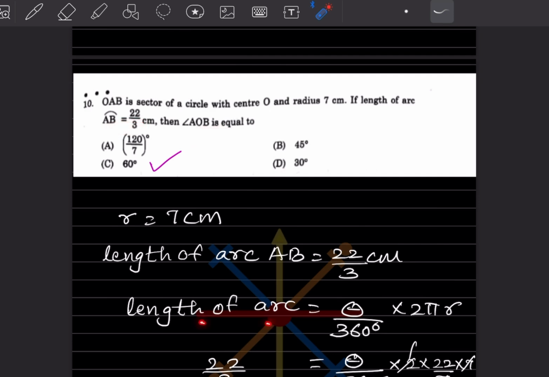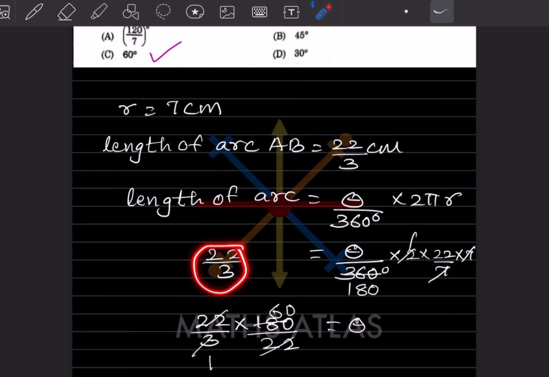So length of arc is, this is the formula, theta by 360 into 2 pi r. So this is given as 22 by 3. We don't know what is theta, 360 into 2 pi r. We know the value of pi. Either you can write 22 by 7 or you can write 3.14. And the r, that is the radius, is 7. So this and this will cut, we have to simplify it.